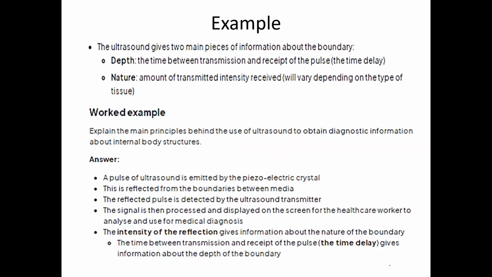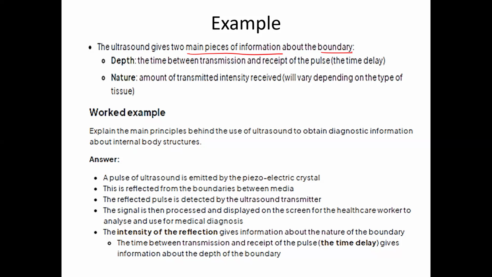Okay, this is another example. Before the example, the ultrasound gives two main pieces of information about the boundary. Boundary का मतलब क्या है कि let's say if there is a soft tissue and after the soft tissue there is another object placed or present. So what sort of information about that boundary between the two mediums can we get?